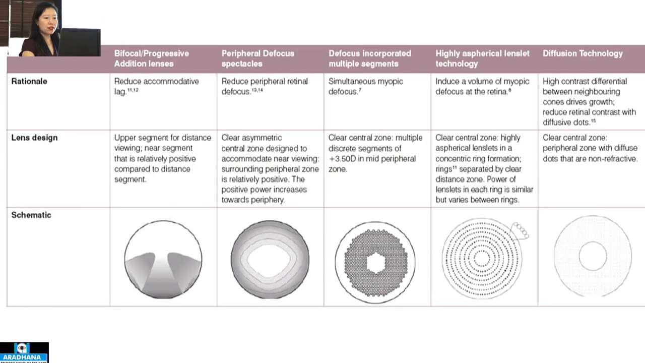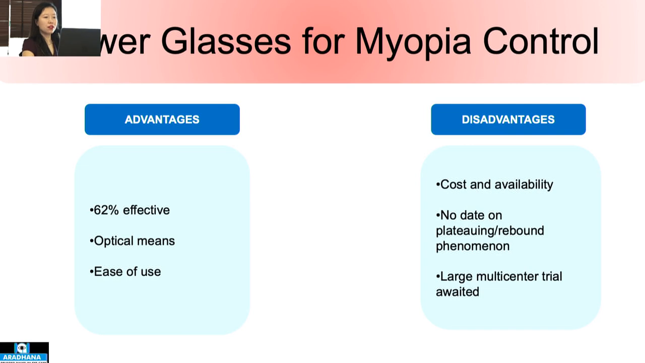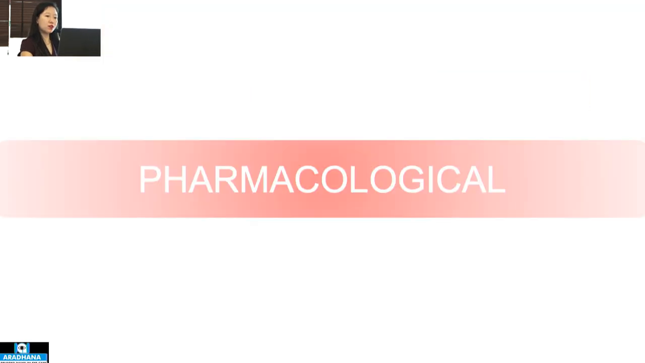So this is the type of lenses, and several studies have been done to compare the benefit of this to the single vision lens, and yes, they were found to be significant. So the advantage is that it's 62% effective. However, it's very costly, and the starting rate is around 7,000 going up to 25,000 depending on the power and the company. Some of the patients may not be able to afford it.